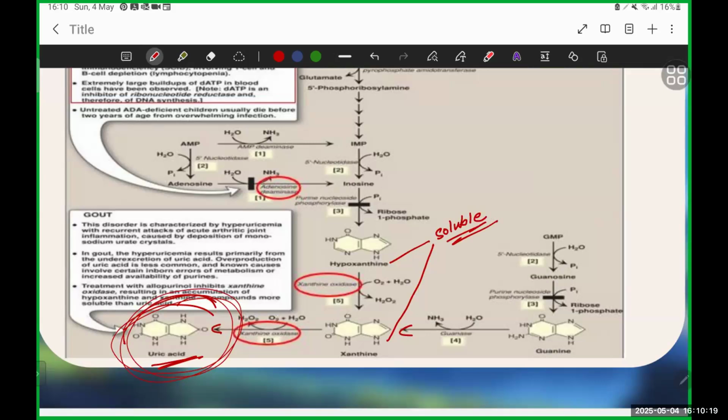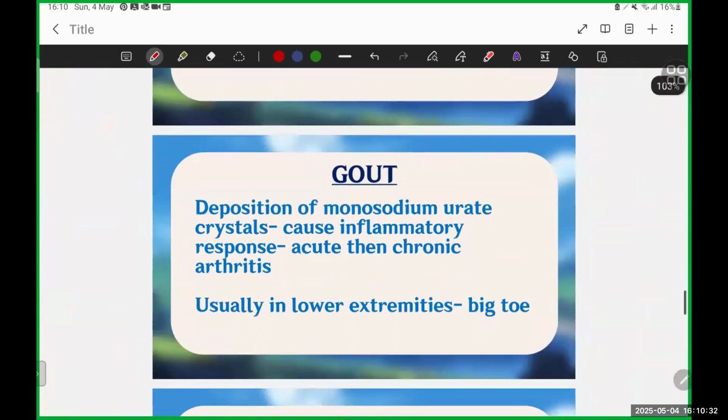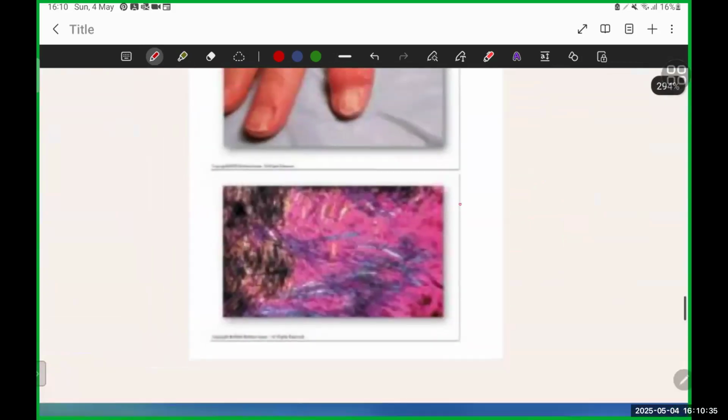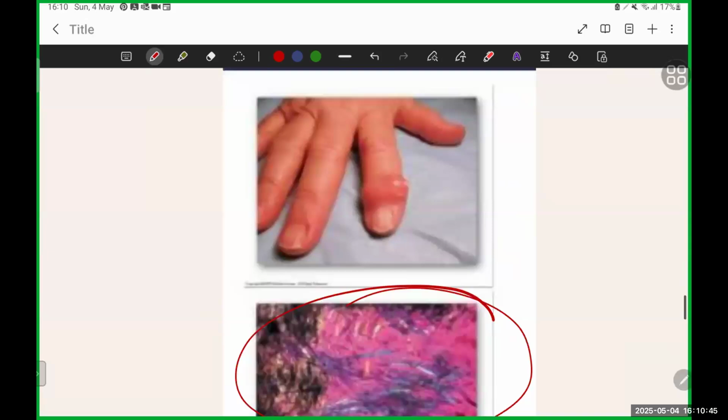you don't want more uric acid to be in your body, right? So what happens is that they form these kinds of crystals, which are visible under certain lights, and they start depositing in the joints, especially in the lower extremities. This is your hand, but lower extremities. So in questions, they usually say the person presented with maybe arthritis or a swelling in his big toe.